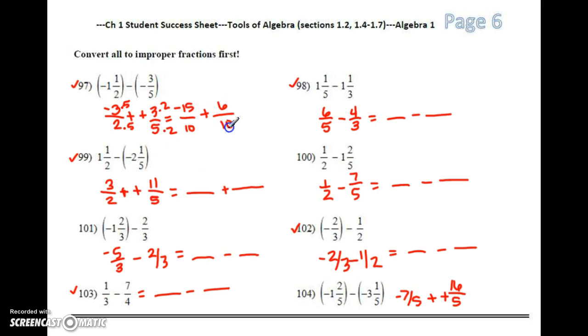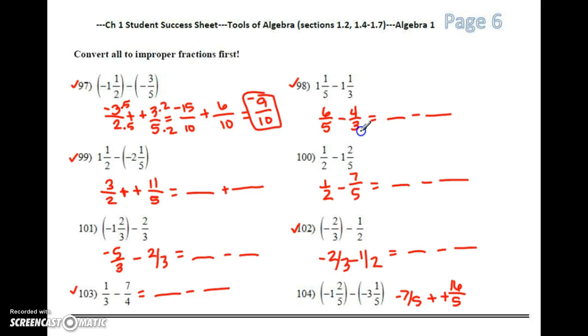So now that they have this common denominator, we can go ahead and add the numerators. So different signs, we subtract, do the difference between. So that's going to be 9. Keep the sign of the bigger, so negative. And we keep our denominator.